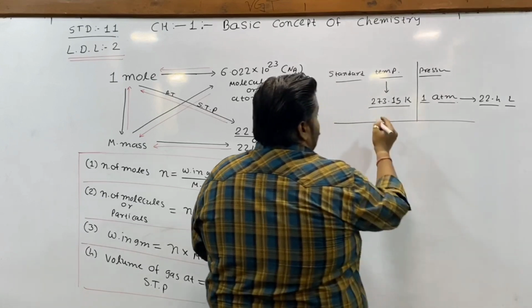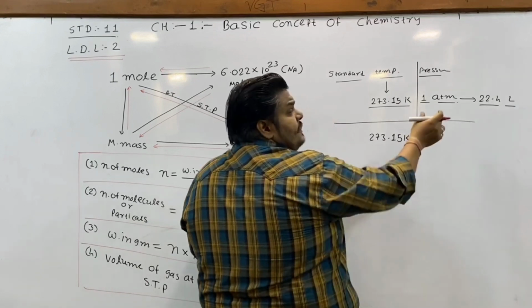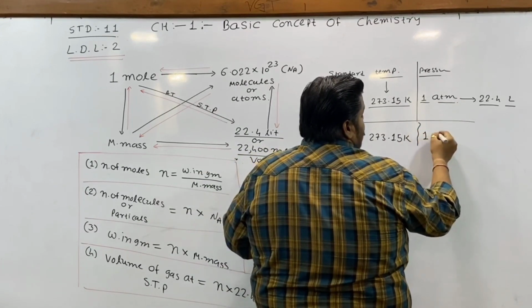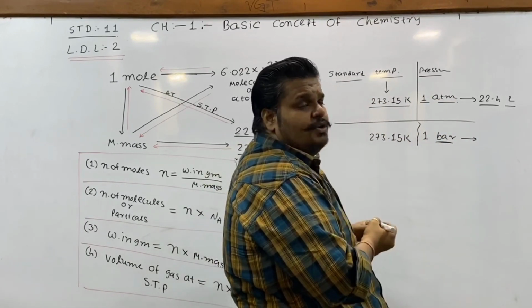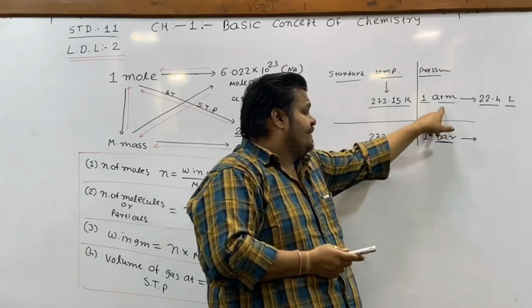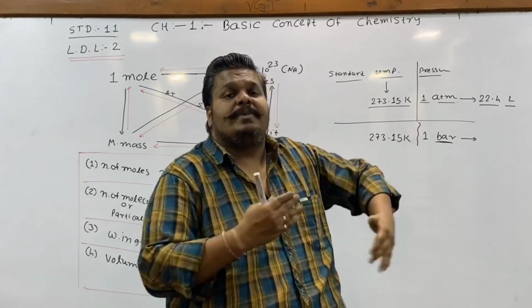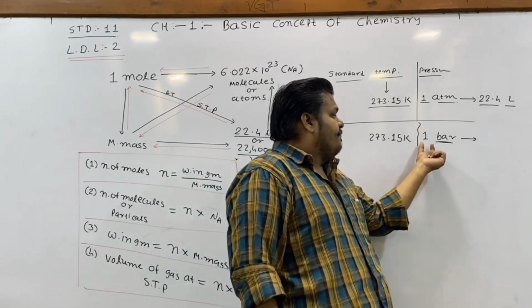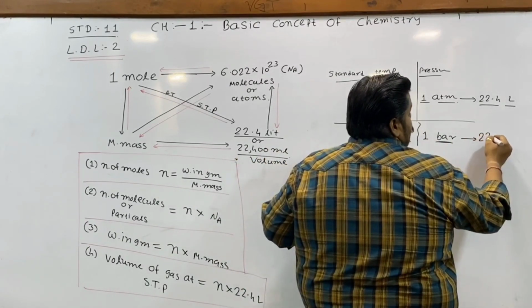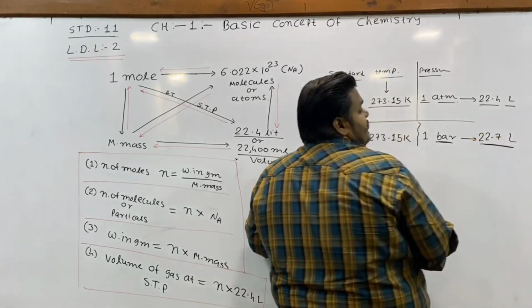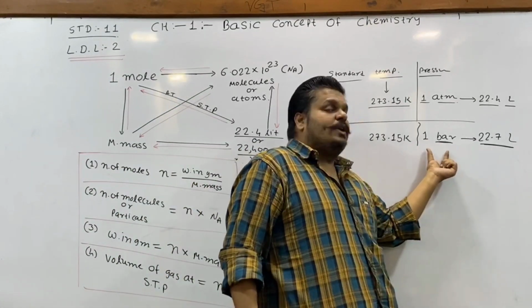Instead, suppose we take the temperature on the Kelvin scale as 273.15 Kelvin, but the pressure has another unit called 1 bar pressure. Bar is a unit of measurement of pressure. You can measure pressure in different units: atmospheric pressure, bar, Pascal, torr, etc., which we will discuss in detail later. But if you take 1 bar pressure instead of atmospheric pressure, in a calculation you have to use 22.7 liter. That means 1 mole can occupy 22.7 liter volume when the pressure is 1 bar.